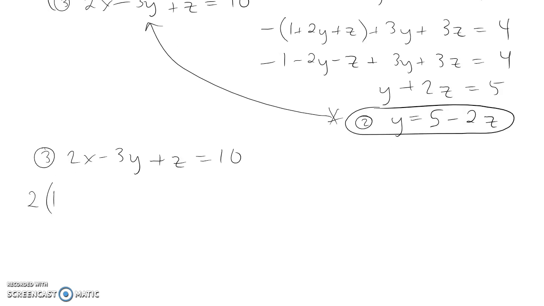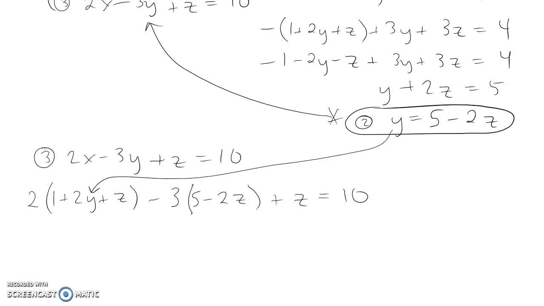So 2 times (1 plus 2y plus z) minus 3, and I also have a value for y now, that's 5 minus 2z from equation 2, plus z equals 10. Looking at this, I have an equation in y and z. But if I take the value of y from equation 2 and plug it in yet again into this y, that's going to help a lot, because then I'll have an equation just in z, which I could solve really easily.